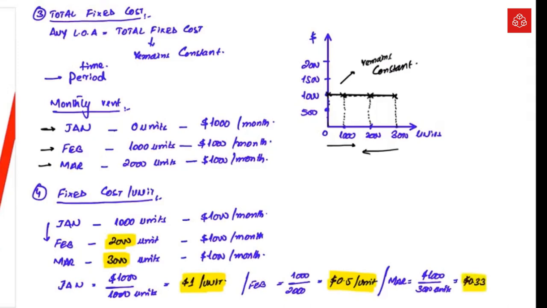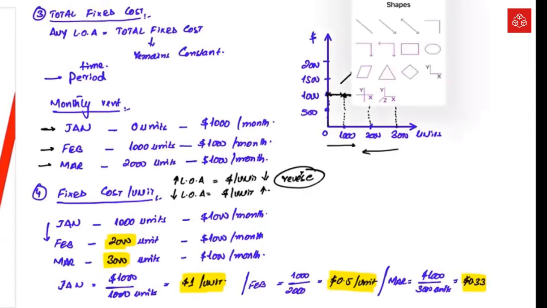So what is the cost behavior of fixed cost per unit? That when the level of activity increases, fixed cost per unit decreases. And when the level of activity decreases, fixed cost per unit increases. So basically, they are having a reverse relationship with the level of activity. So when the level of activity increases, the fixed cost per unit decreases and vice versa.